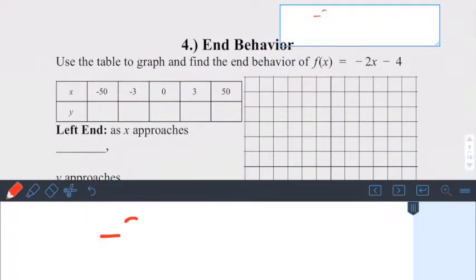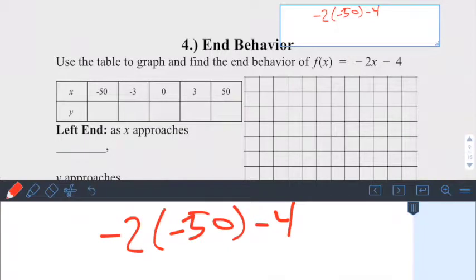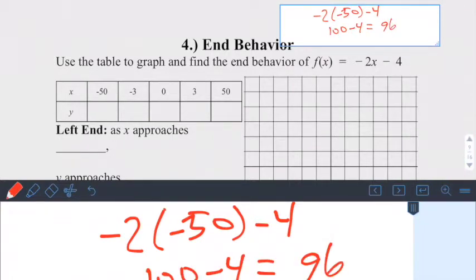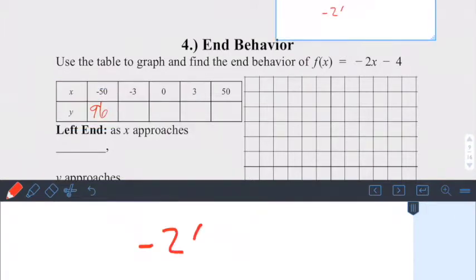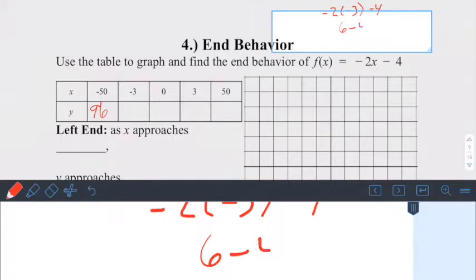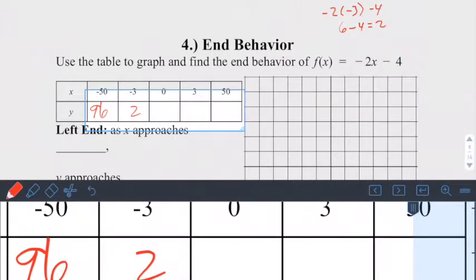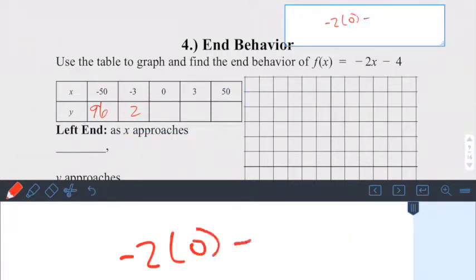Negative 50: negative 2 times negative 50 minus 4. Negative 2 times negative 50 is 100. 100 minus 4 is 96. Negative 2 times negative 3 minus 4. This is 6 minus 4, 2. Negative 2 times 0 minus 4 is 0 minus 4, negative 4.